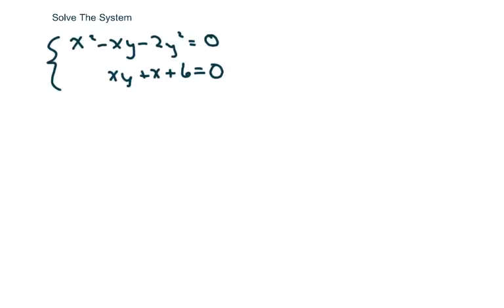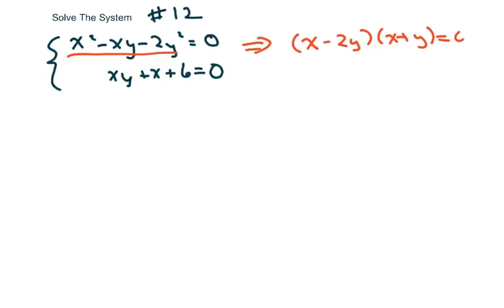Hi everyone. On this system of equations, this is our number 12. What I'm going to do first is factor this. You could try to eliminate your x and y, but then you still have too many unknown variables. So I'm going to go ahead and factor the first equation: x minus 2y times x plus y equals 0. And I'm going to go ahead and solve for x.